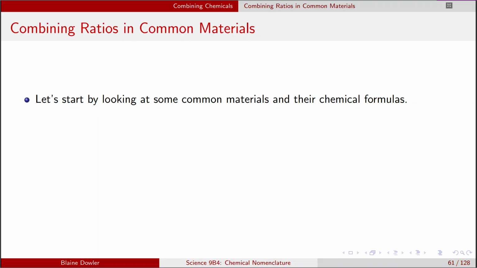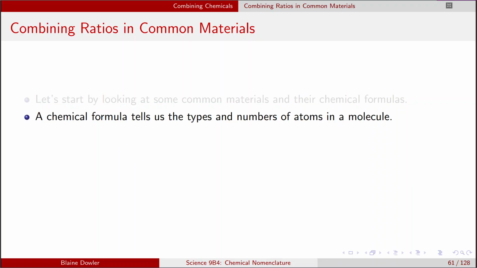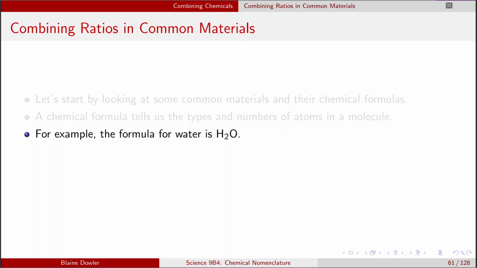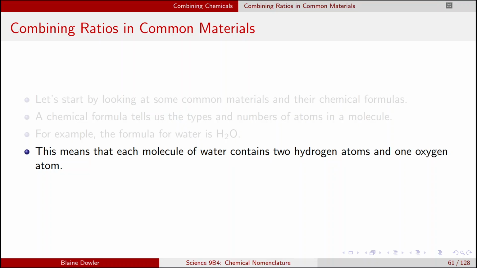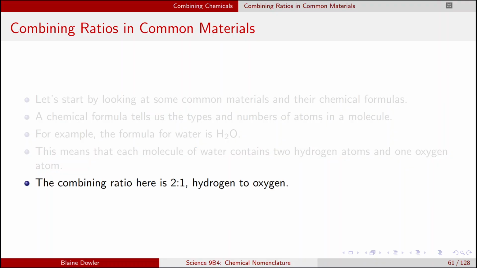Combining ratios in common materials. Let's start by looking at some common materials and their chemical formulas. A chemical formula tells us the types and numbers of atoms in a molecule. For example, the formula for water is H2O. This means that each molecule of water contains two hydrogen atoms and one oxygen atom. The combining ratio here is 2:1, hydrogen to oxygen.